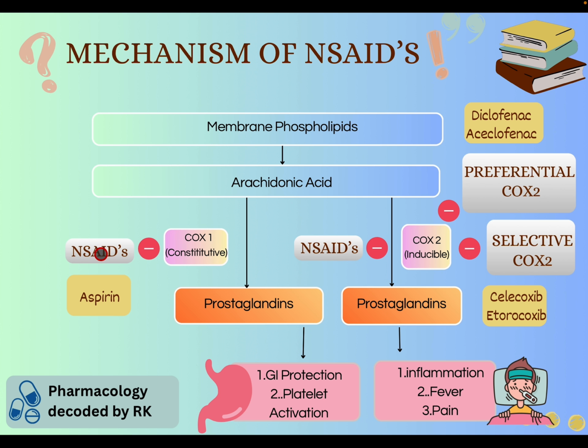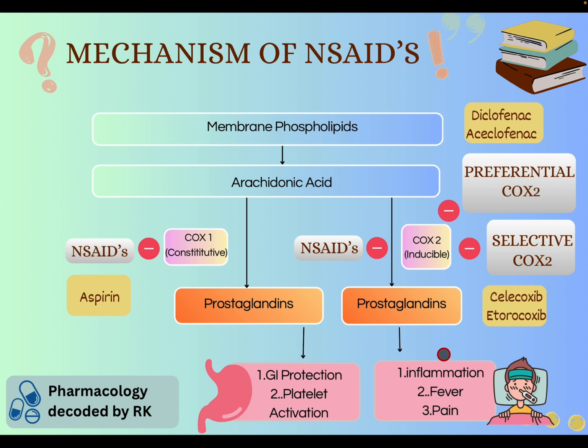Non-steroidal anti-inflammatory drugs work by inhibiting COX enzymes, thereby blocking prostaglandin synthesis. Drugs like aspirin mainly inhibit COX-1, so while they relieve pain and fever, they may also reduce stomach protection. That's why gastric irritation can occur.